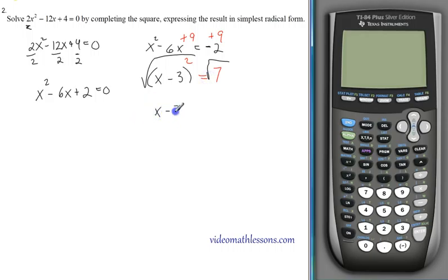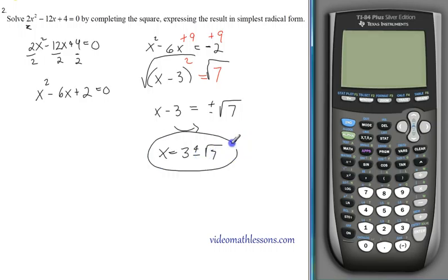So it's x minus 3 equals plus minus rad 7. Don't forget the plus minus. And then finally, to solve this, bring the 3 over. So we get x equals 3 plus minus rad 7. And that's how you complete the square with a coefficient out in front.